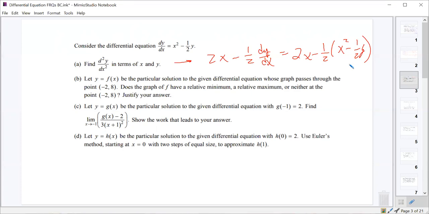I don't have the guidelines up. I'll pull up the guidelines and tell you how many points everything's worth on this one in a second.